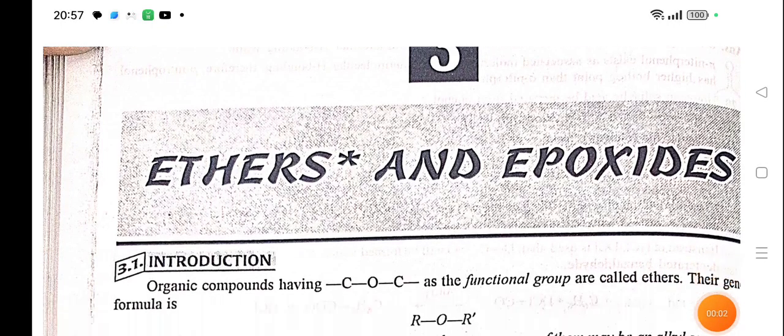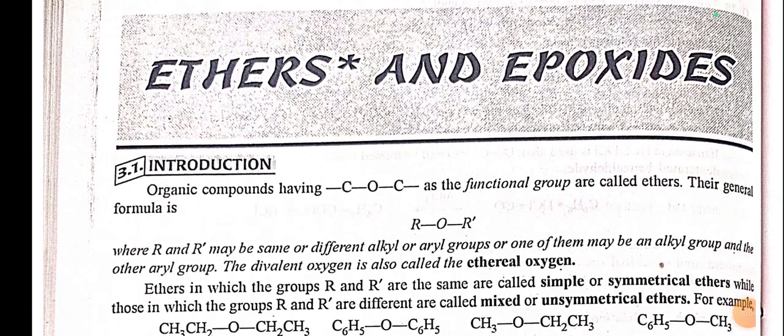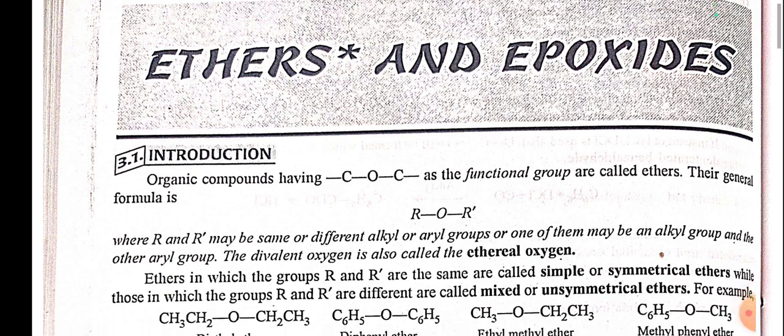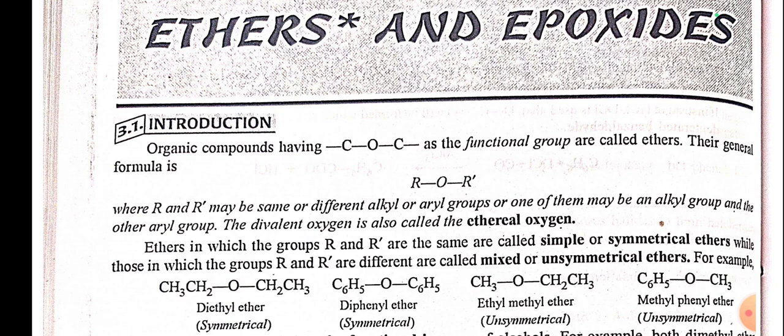Ethers and epoxides. Introduction. Organic compounds having C-O-C as the functional group are called ethers. The general formula is R-O-R', where R and R' may be the same or different alkyl or aryl groups, or one of them may be an alkyl group and the other an aryl group. The divalent oxygen is also called the ethereal oxygen.